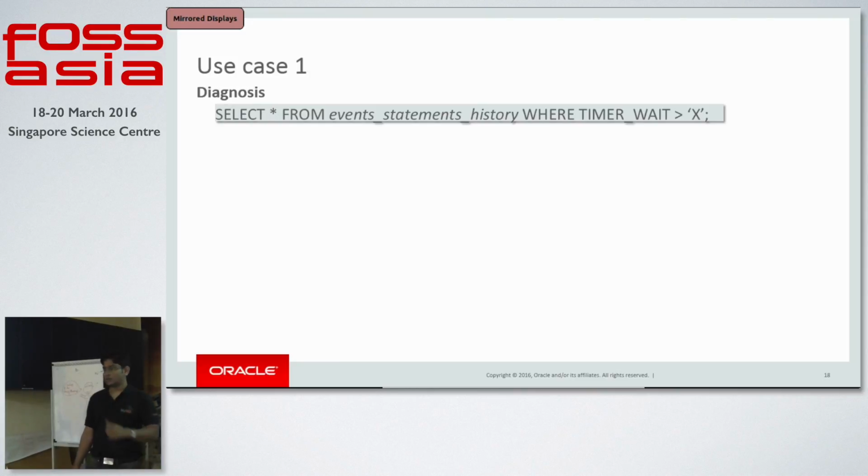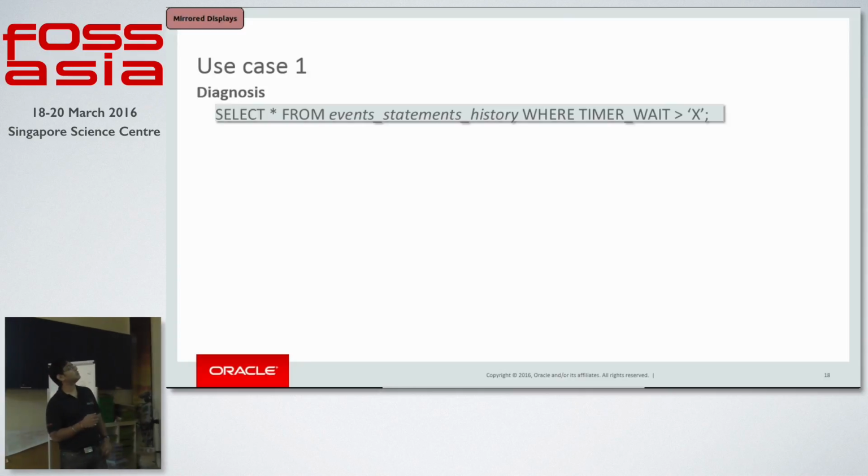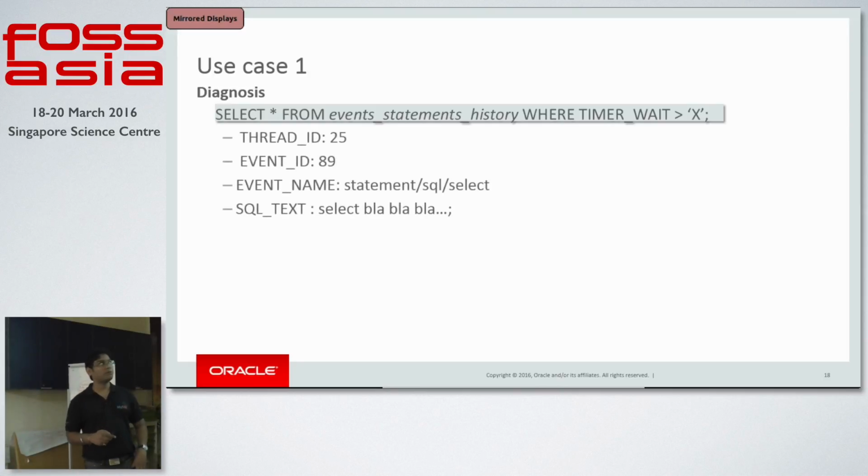So we have the events statements current table, which gives the latest statement executed. We have the events statements history table, which gives us the historical statements which have been executed on any server. So in this table, I query: give me all the statements which have been executed which are taking time greater than x. So x is our threshold. If any query goes beyond x, we say it is a long running query. So I get this information.